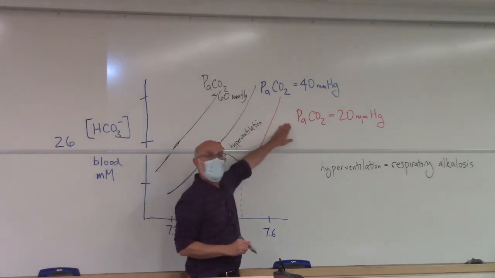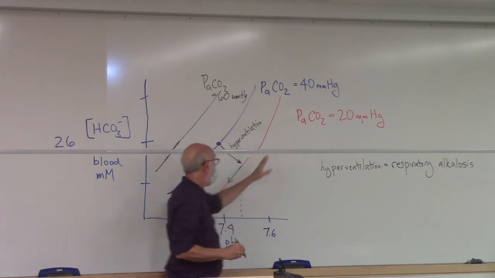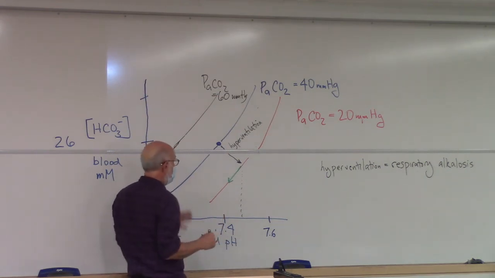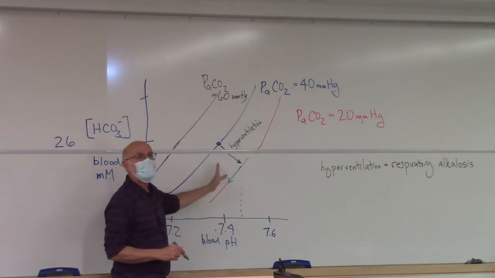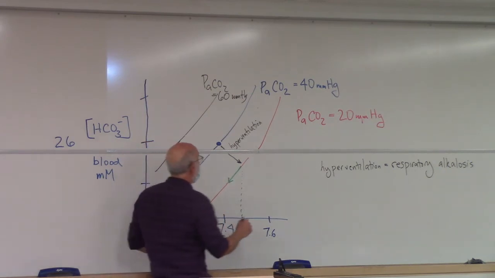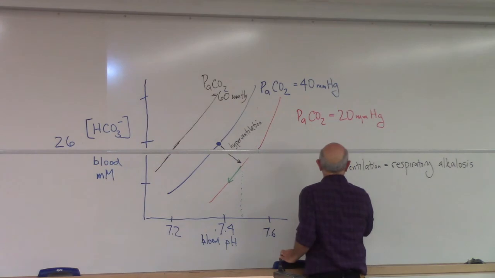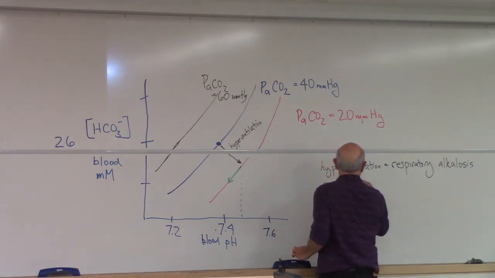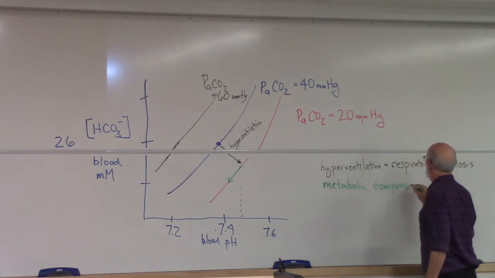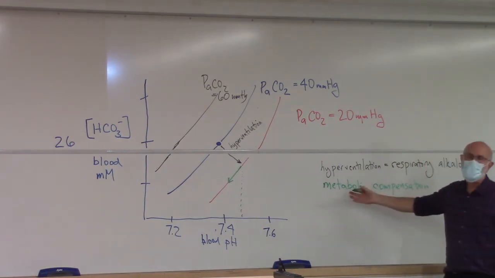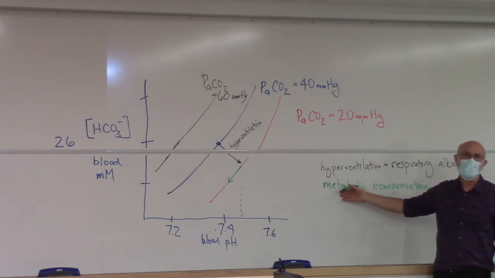Your lungs are saying partial pressure of CO2 is 20 millimeters of mercury. Your kidneys are saying, well, okay, fine, if you want to be 20, I'm going to get rid of bicarbonate so that the pH is normal. And so this is the metabolic compensation. Metabolic just means something other than the respiratory system, and it's usually the kidneys. We don't say renal compensation, but that's really what it is.